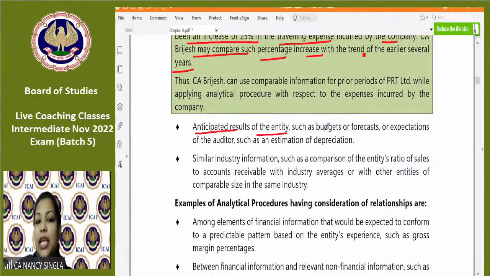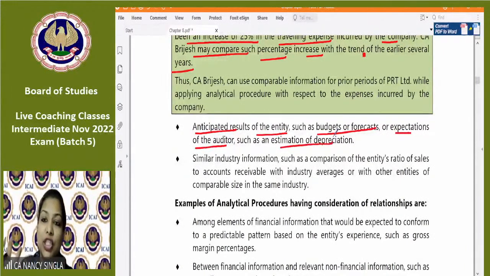Anticipated results of the entity such as budget forecast, or expected by the auditor such as estimation of depreciation. The expectation can be developed by the management as well as by the auditor. Similar industry information, ठीक है? Averages, industry averages can be taken.